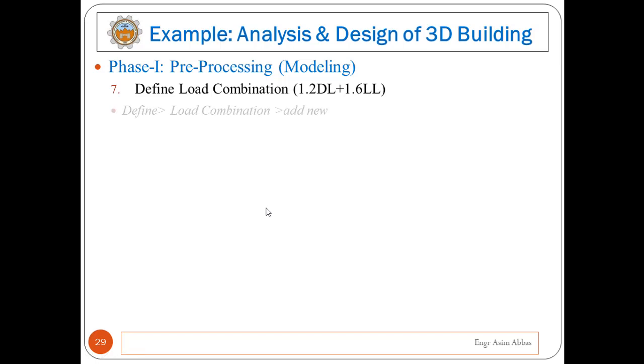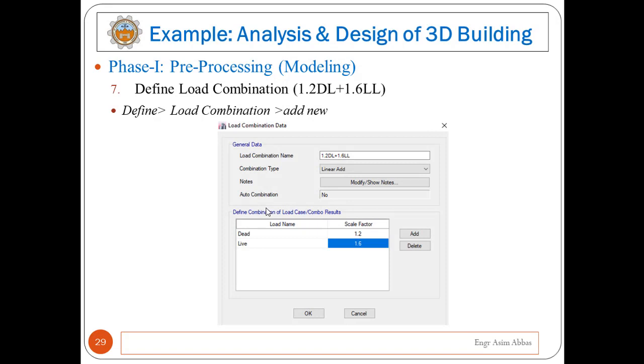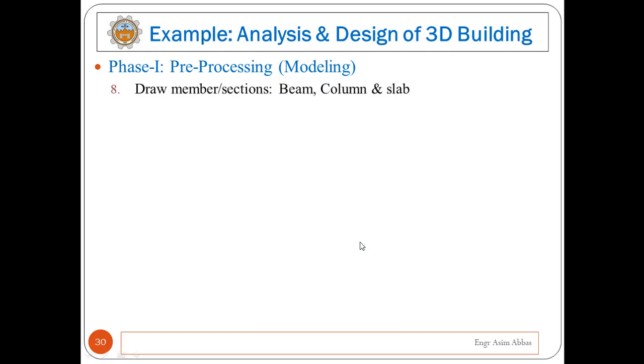For that, go to define, then click on the load combination, then add new combination. So this window will appear where I will enter a dead and live load having scale factor of 1.2 and 1.6. Now step 8, where I will draw different members or section including beam, column and slab.